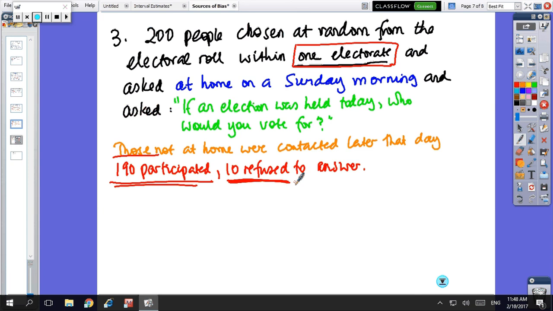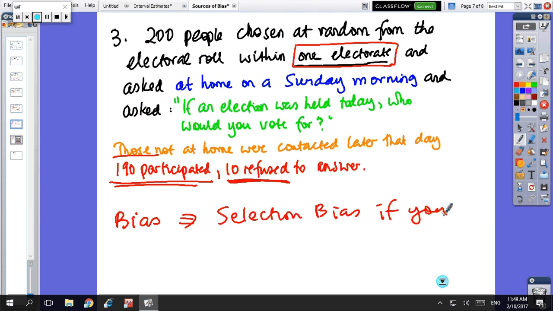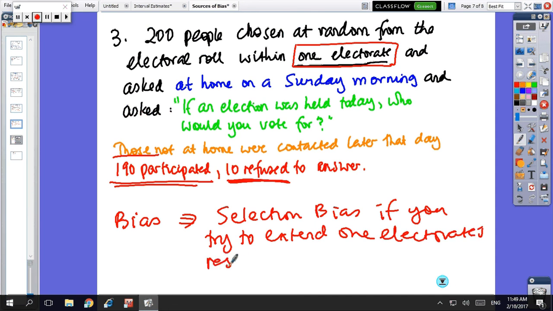Okay, so again, this one has a bias, and the book says this one has bias. There's selection bias if you try to extend one electorate's response to the whole country. So there is selection bias in that one.